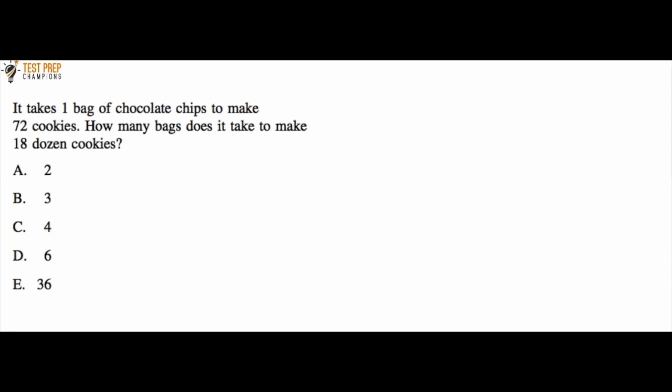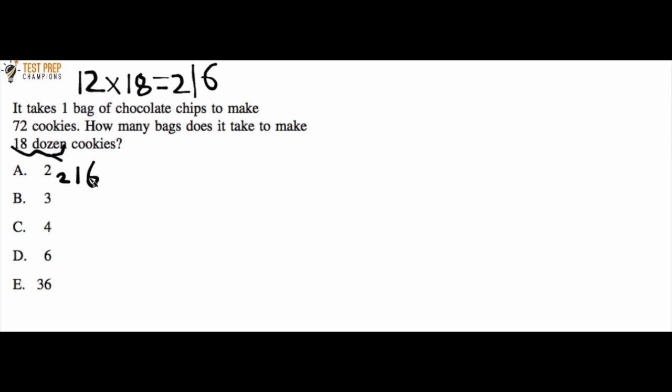Okay, so the first thing I'm going to do here, this says 18 dozen. 1 dozen is 12. So if I just do 12 times 18, 12 times 18 gets me 216. So the first thing I wanted to do here is figure out what 18 dozen really equals, and that is 216.